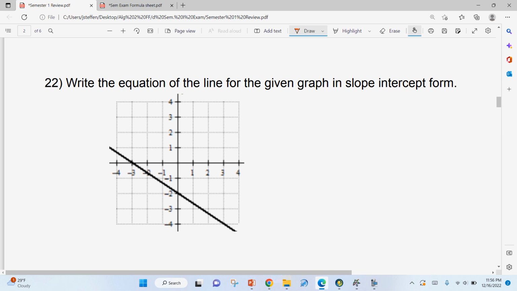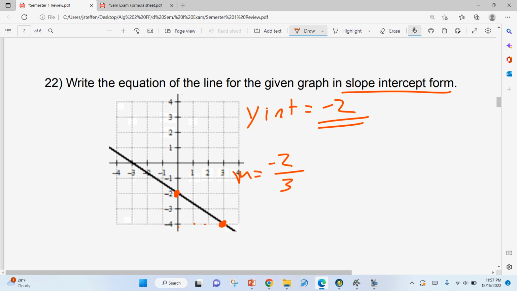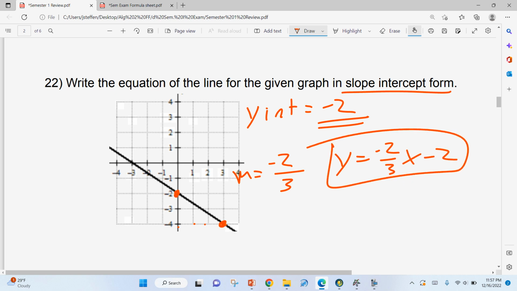Write the equation of the line with the given slope-intercept form. Okay, so don't make this harder than it is. We found the y-intercept. The slope goes through this point, so I go down 2 over 1, 2, 3. So we know my slope, we know my y-intercept, so it's just y is equal to -2/3x minus 2. A lot of people still struggle with that, and again, it all comes down to finding your y-intercept and your slope.